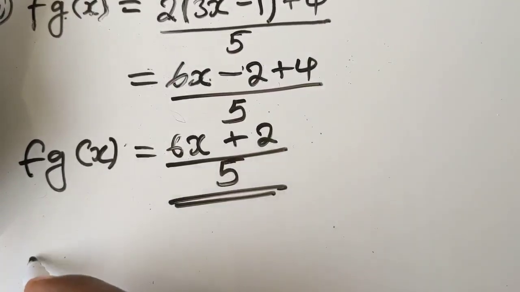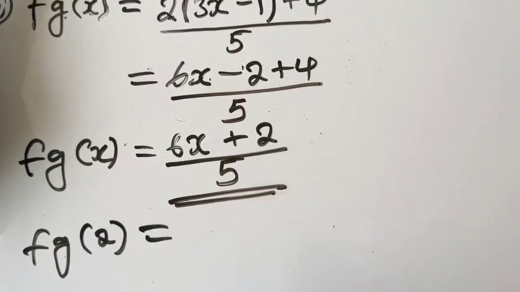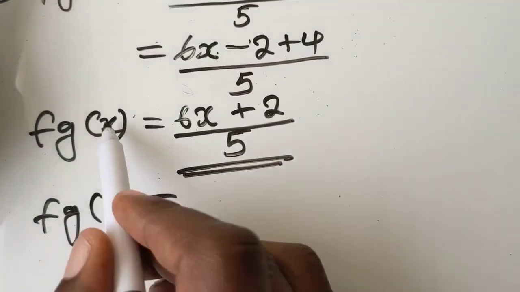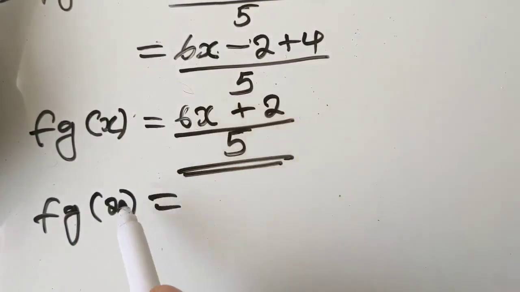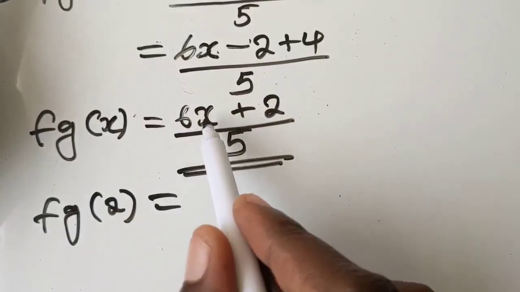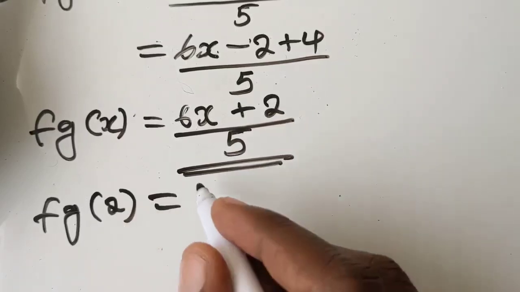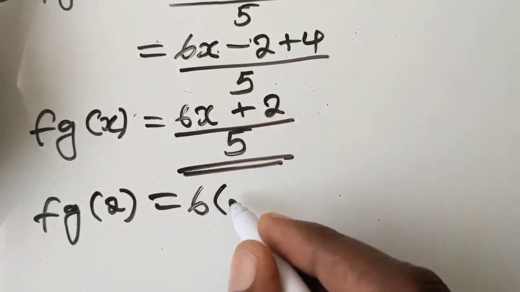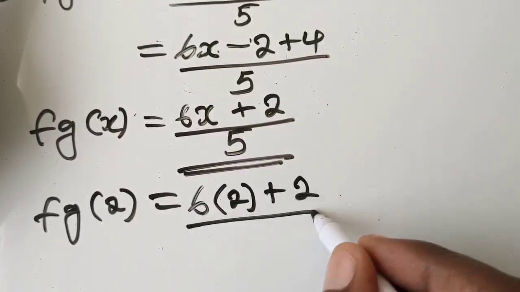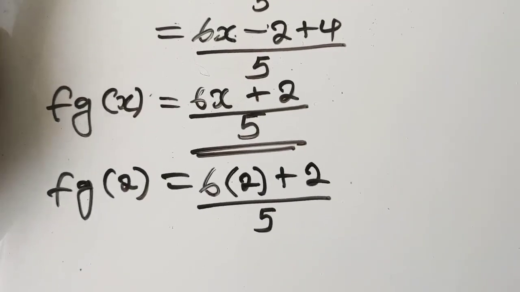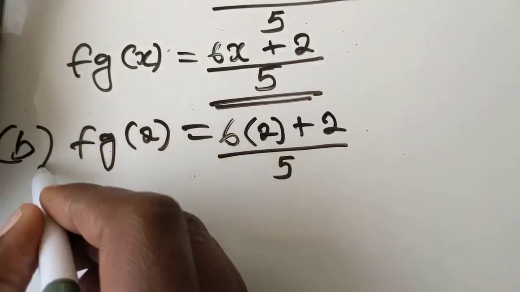They are saying that we should find fg of 2. So what is fg of 2? Here there is x, so in this expression we need to substitute 2 where there is x. So x has to be replaced by 2. It means 6, open bracket, we put the 2, 2 plus 2, divided by 5. This is our B that we are looking for.